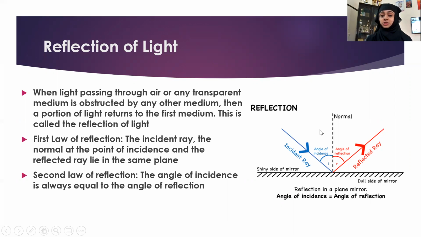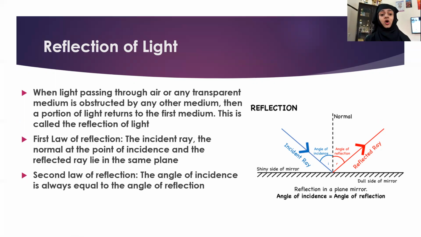Here you can see in this figure, light is coming in a medium, say this is air, and while traveling, it gets obstructed by a mirror. Then what happens? It gets reflected back. It's our usual experience that when we look into the mirror, we can see our own reflection. So this happens due to a phenomenon of light called reflection, which we are really familiar with.